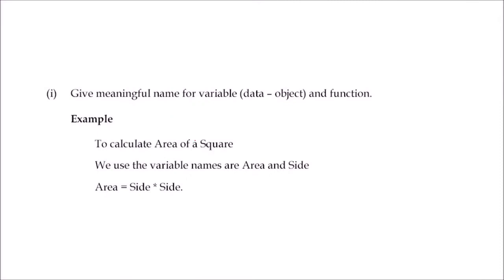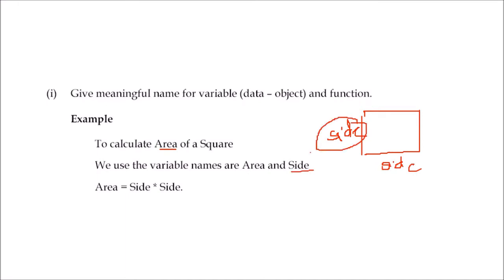Now you want to have the area of a square. Area of a square is what? This is a square. Now the area of a square is what? Side into side. So make the name of this variable side and keep the variable name of area as area. Area is equal to side into side. Now this gives you a meaningful name for this variable and also the function.